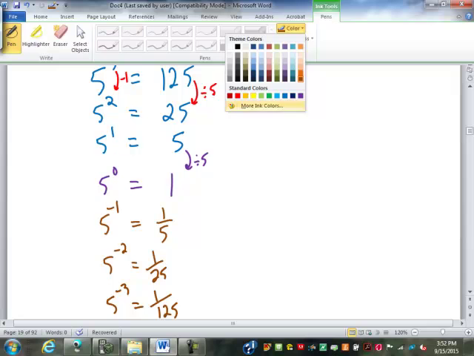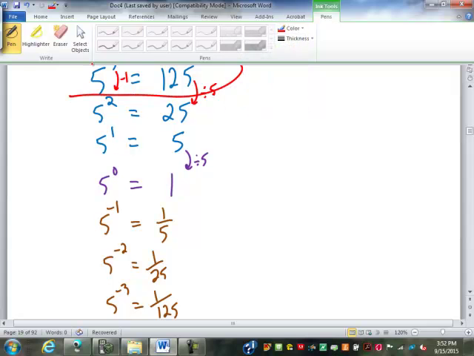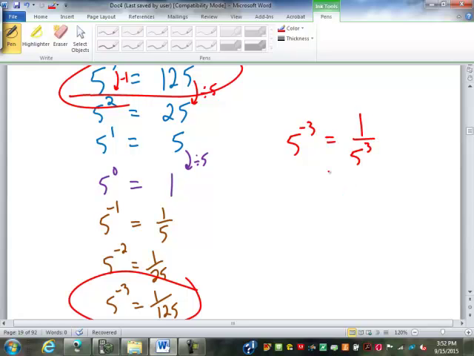You'll see a connection here. 5 to the 3rd is 125. 5 to the negative 3rd is 1 over 125. 5 to the negative 3rd is equal to the reciprocal of 5 to the 3rd. Negative powers actually mean reciprocal. Flip it over, or 1 over this.